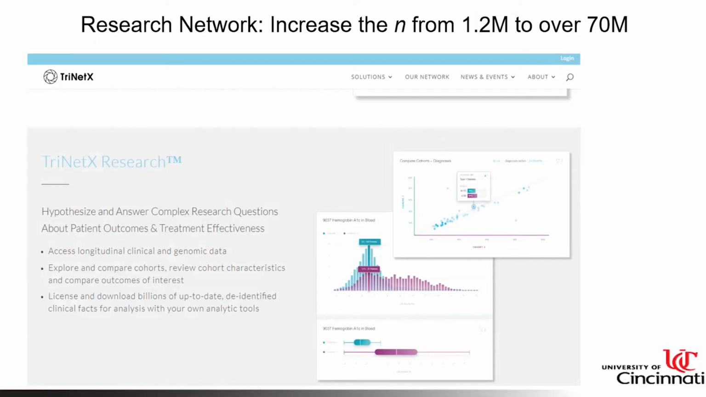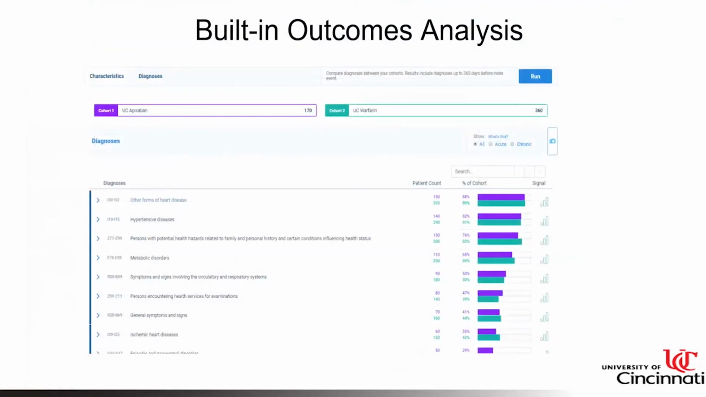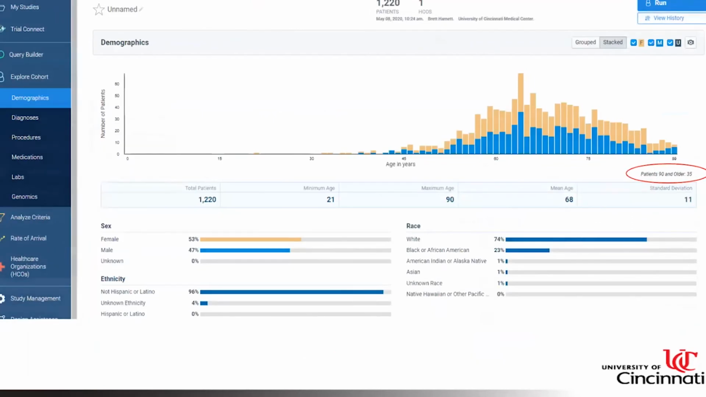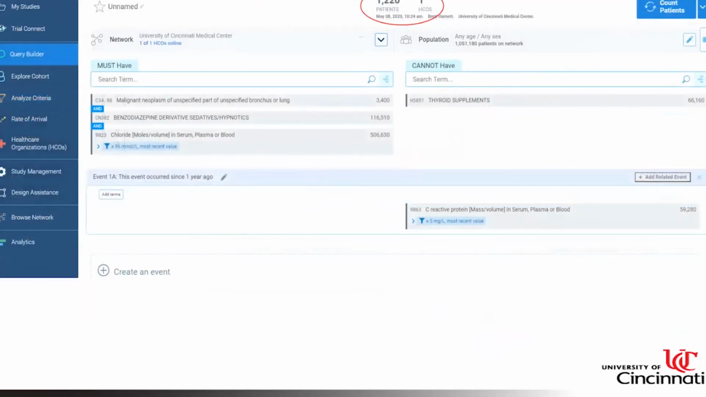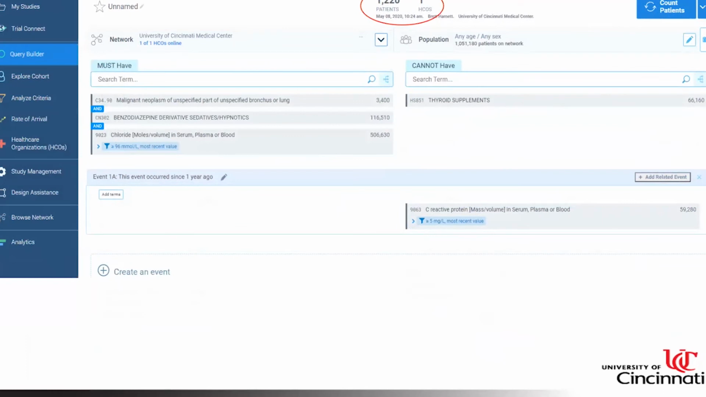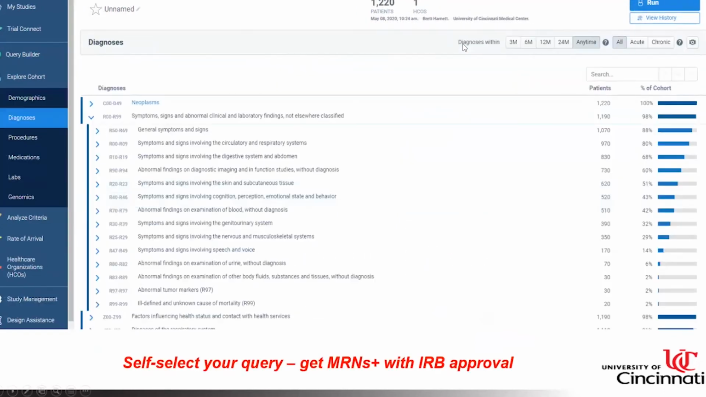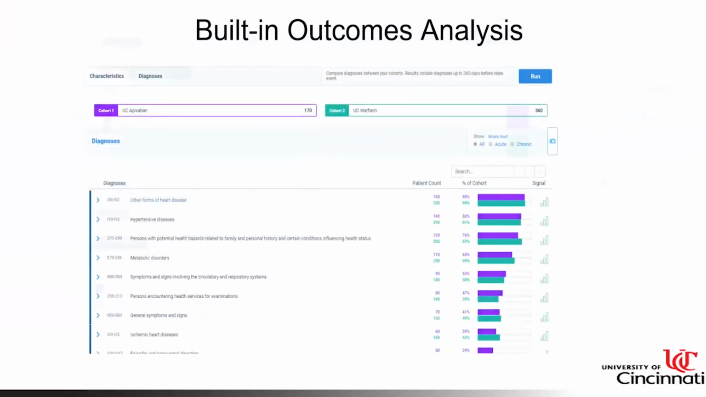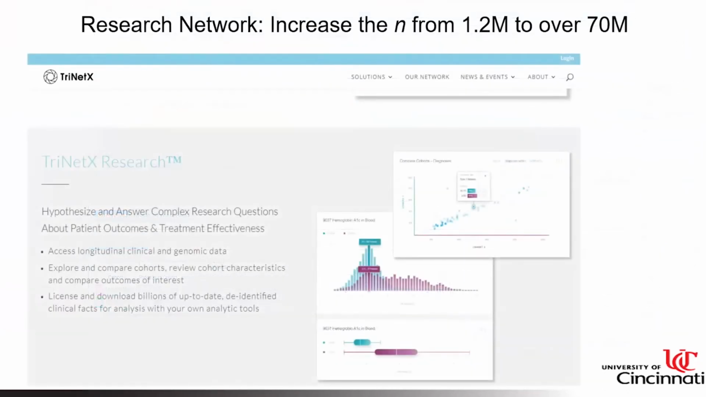And what we can do now is take that exact same analysis and then choose, let me show you here for a second, go back. Here it said 1 HCO, that's us. If you click this down arrow, it says research network. So again, here we have, well, actually this is a little older, it's 1.2 million now, but so now we're part of the research network.